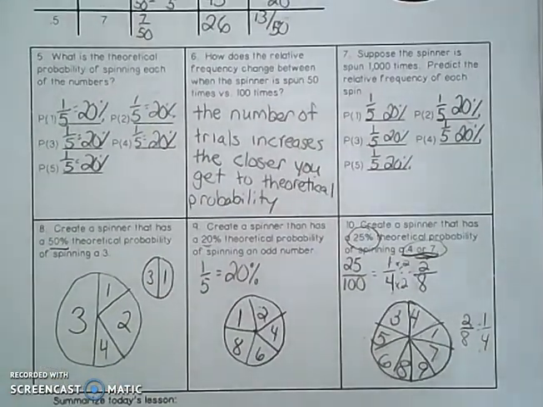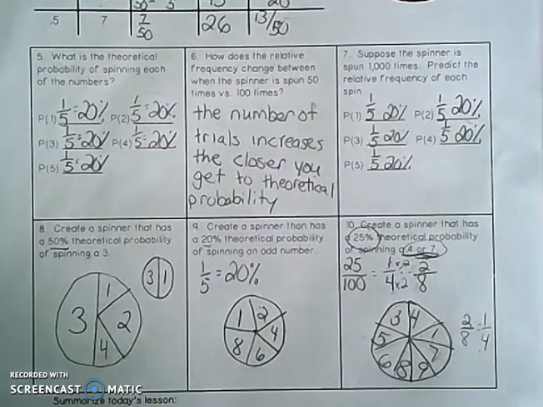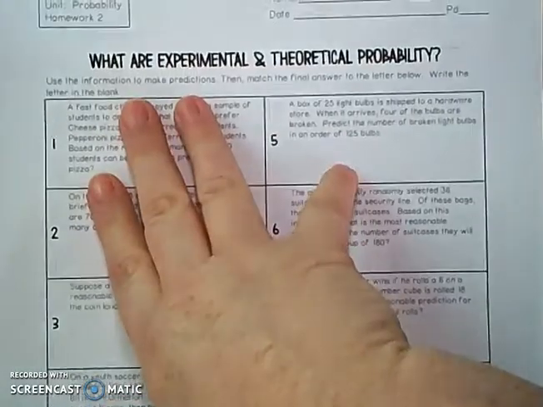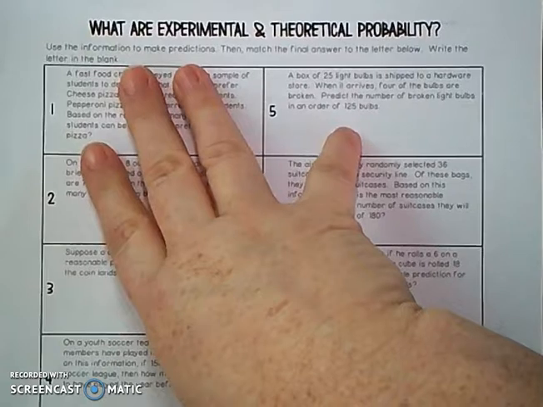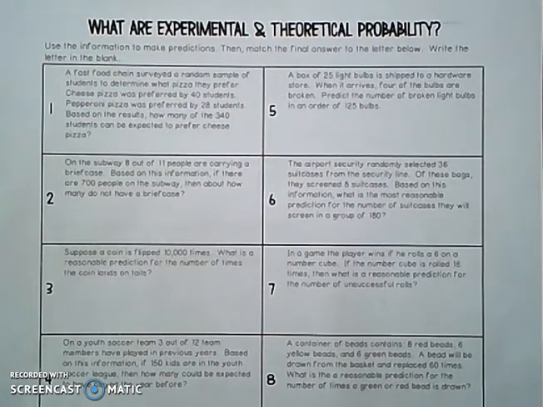All right, now go to your homework and let's do the first problem together. All right, so this is homework 2. It says, use the information to make predictions. Then match the final answer to the letter below. Write the letter in the blank. This is almost identical to when we did populations and samples, okay?